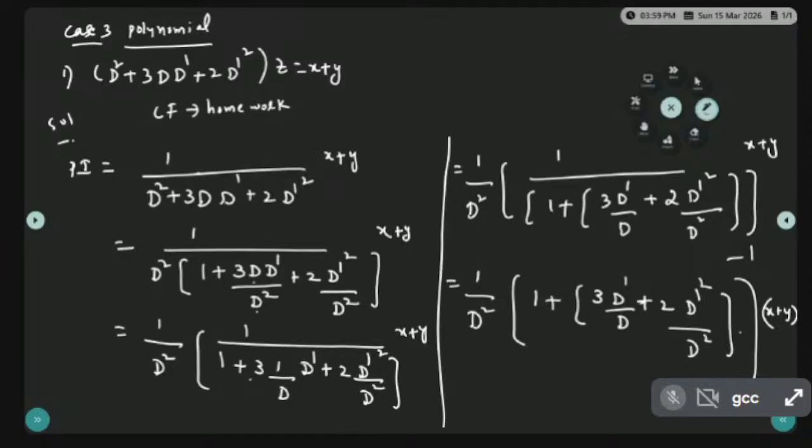Everybody, I have no worries about this first 1 by D², because that represents the integration that we may perform in the end of the problem. That we may perform the integration at the end. Here, dear all, this is the most important.